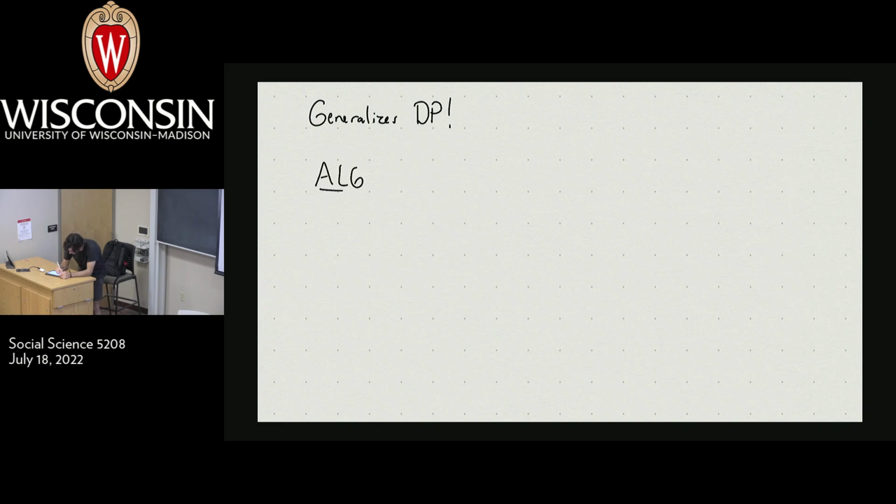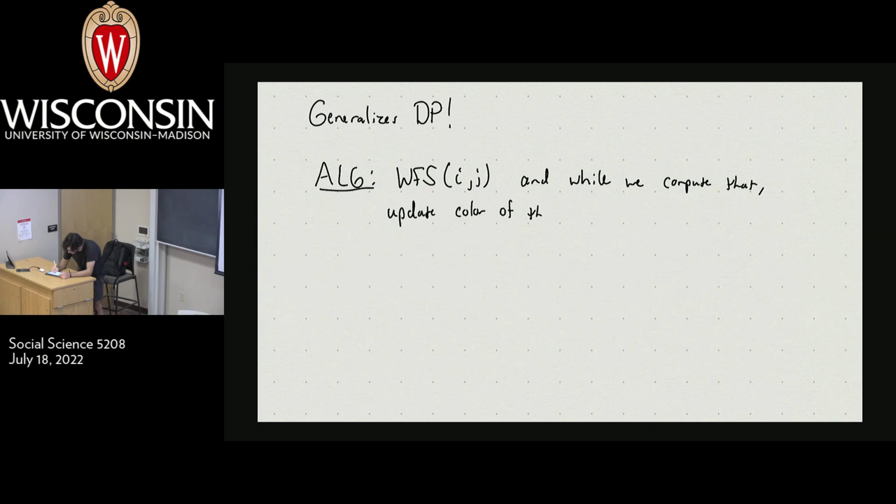So that's the problem. So what's the algorithm we're going to use? How do we compute connected components? Generally, it's just whatever-first search. So we want to do whatever-first search from the node ij. And while we compute that, update the color of the cell corresponding to that node.